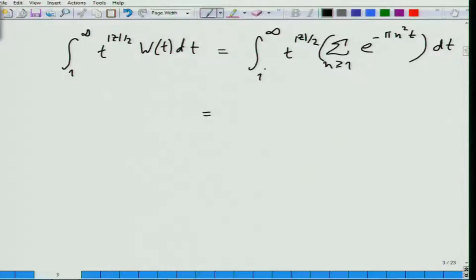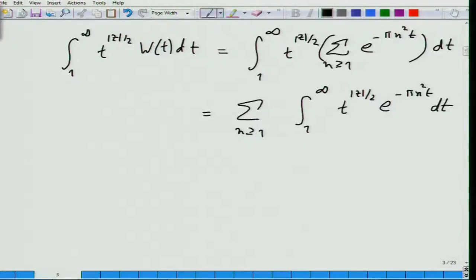Now, here we can exchange the sum with the integral, although both are infinite, but again using the fact that this quantity is uniformly convergent, we can exchange the two. So, we will write it as the sum over n greater than or equal to 1 of the integral from 1 to infinity, dt.